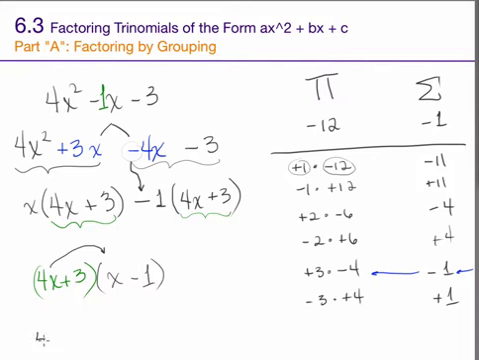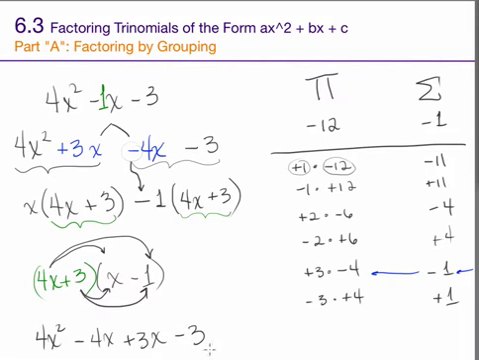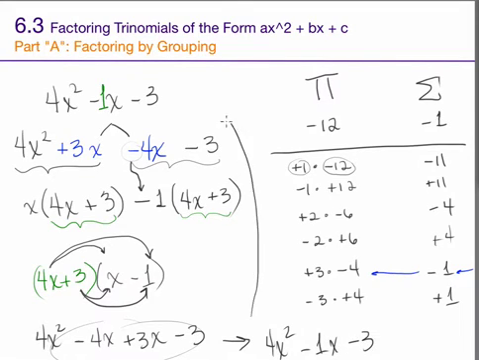4x times x is 4x squared. 4x times negative 1 is negative 4x. 3 times x is 3x. And 3 times negative 1 is negative 3. By combining these like terms, I get 4x squared minus 1x, or just minus x, minus 3. That's what I started with. That's how I know that this is the correct factorization of this polynomial.